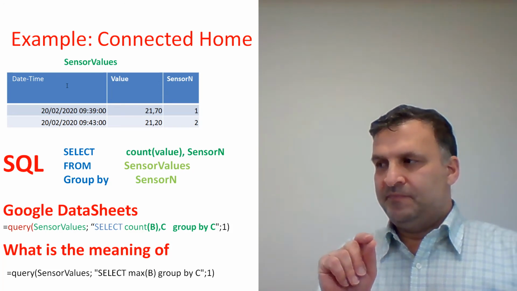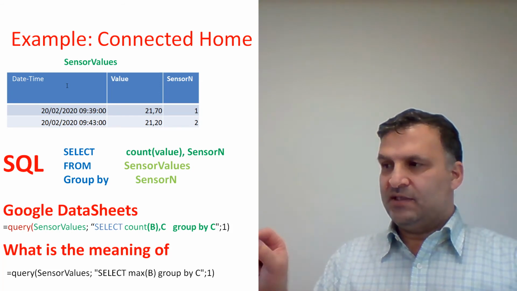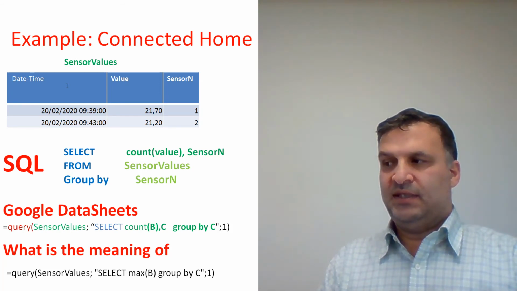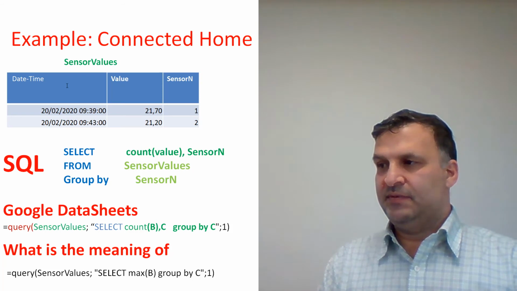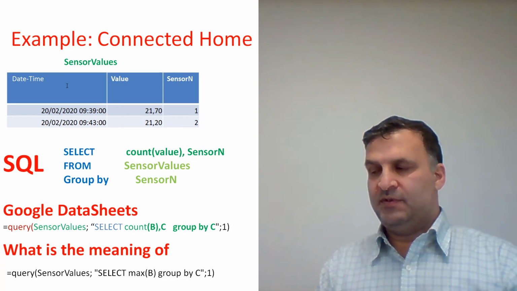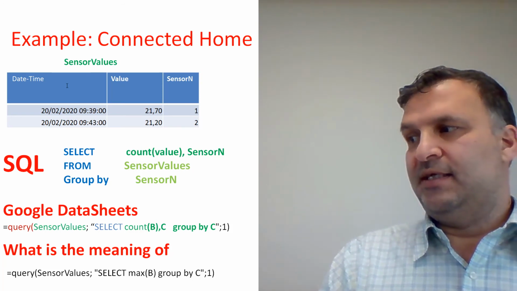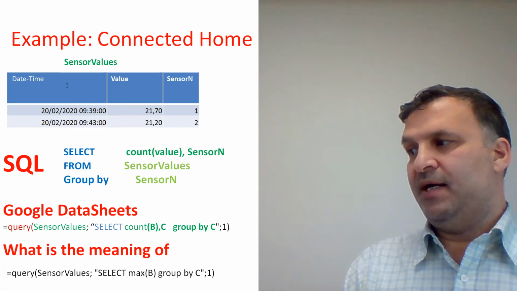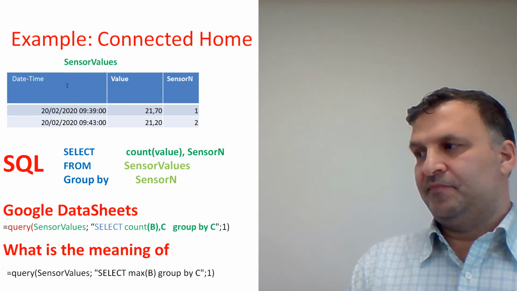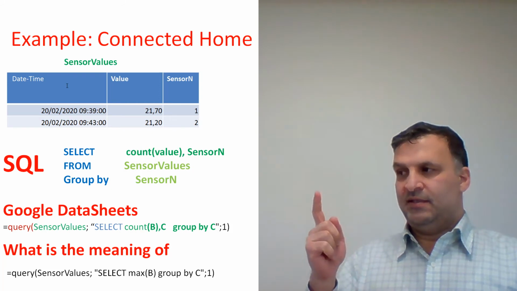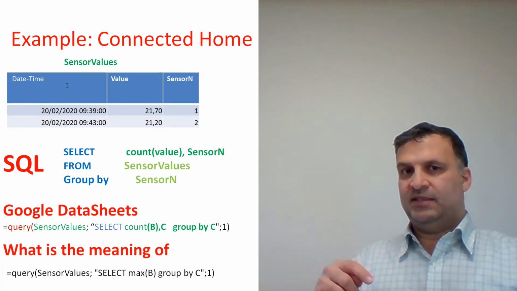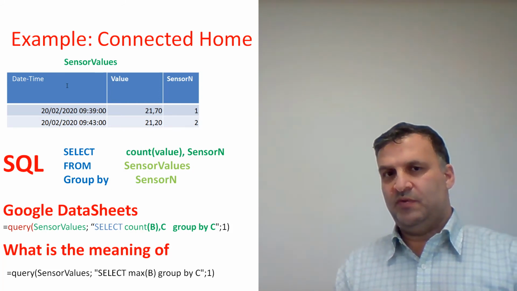Take some time, try to answer the question at the bottom of the slide. What is the meaning of the query sensor values select max B group by C? Try to reanalyze the first question and take your time to answer the second.